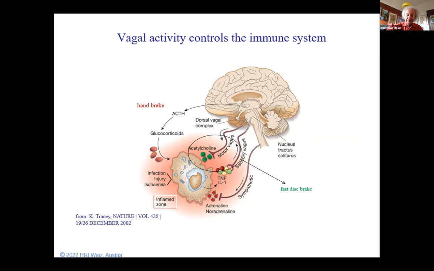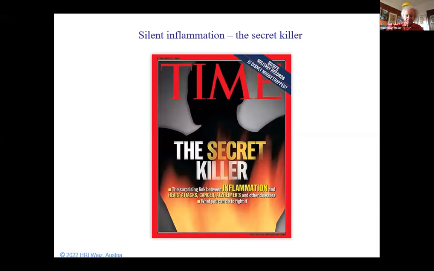And on the other hand, the body has a second system, as usual. And this second system is something like a handbrake, which is slow and also does not give us a good feeling, because if we are driving with the handbrake, then the driving is not very dynamic. And the way that goes is via glucocorticoids, cortisol, which is the second line of prevention of overreaction. Time magazine found this so important that it called inflammation the secret killer.